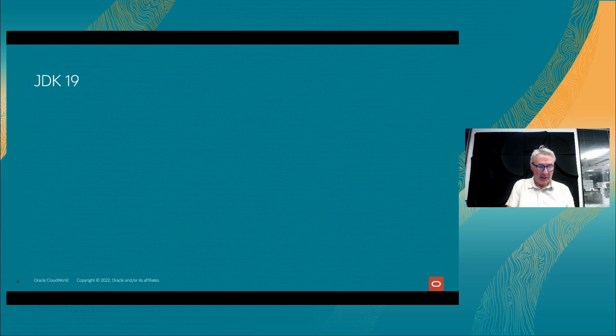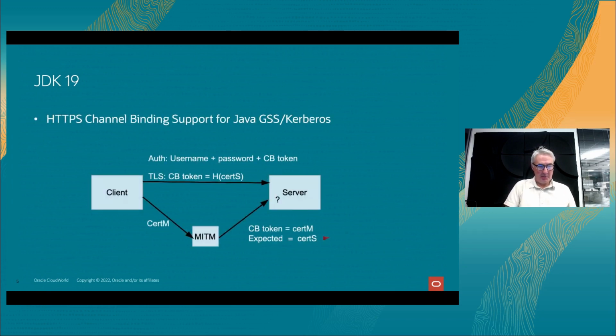So first, to go with the most recent release, JDK 19, the first feature I want to talk about is HTTPS channel binding support for Java GSS and Kerberos. So channel binding is a technique to mitigate against certain kinds of socially engineered man-in-the-middle attacks.